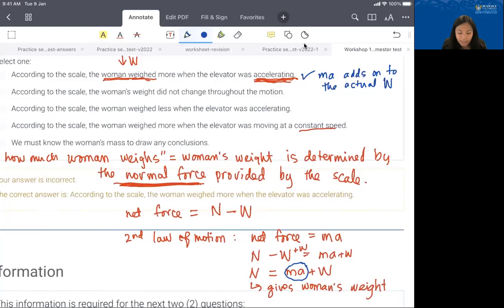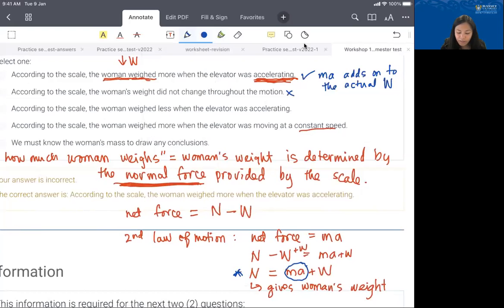Right. So the next choice, according to the scale, the woman's weight did not change throughout the motion. So this will be incorrect now, because we can see from this equation here that the scale gives you a weight that depends on the acceleration as well as the actual weight of the woman, that depends on her mass. Okay. So the second statement is wrong.